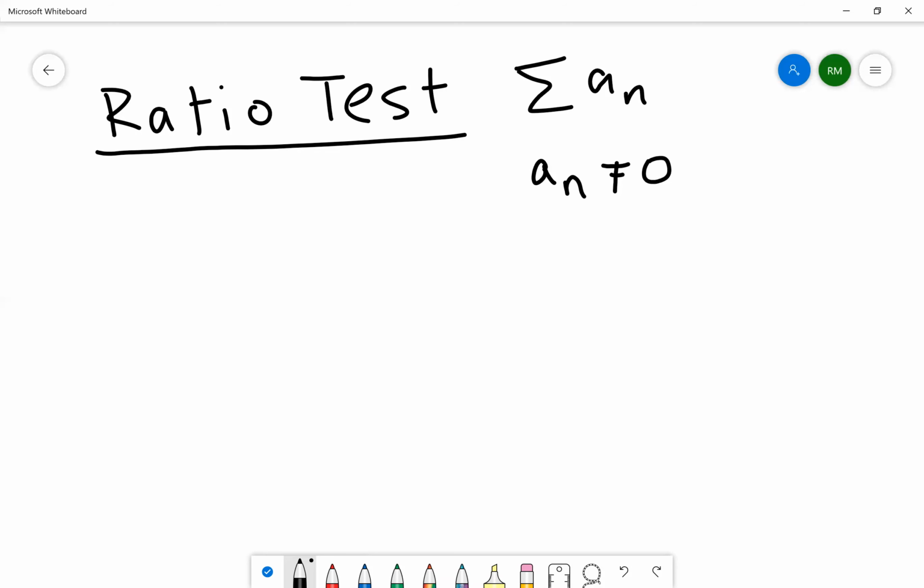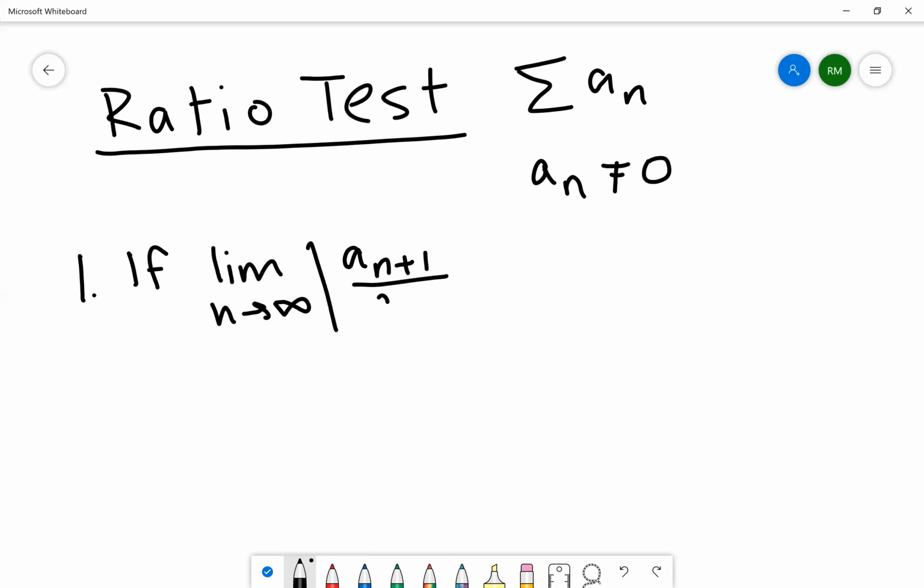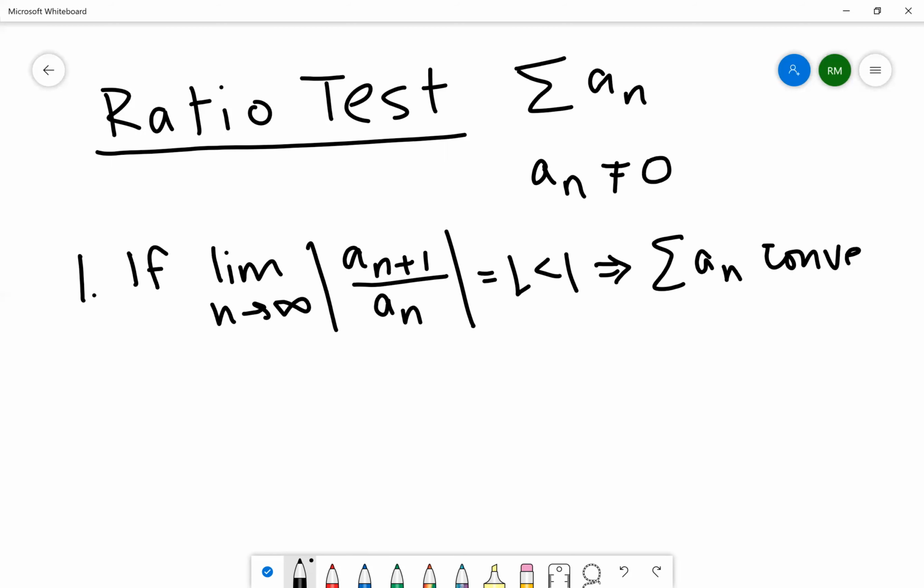And we have the following criteria. We need to take some limits. So if the limit as n goes to infinity of the absolute value of the a sub n plus 1 term over the a sub n term is a limit less than 1, this tells us that our series converges absolutely.